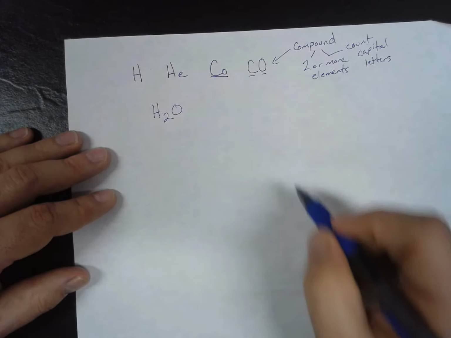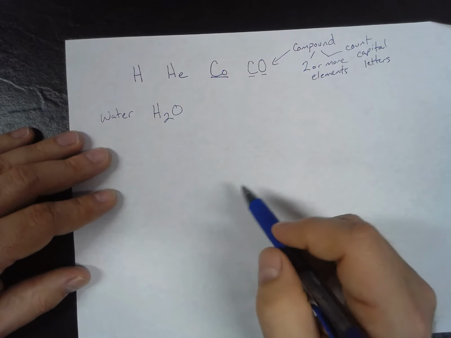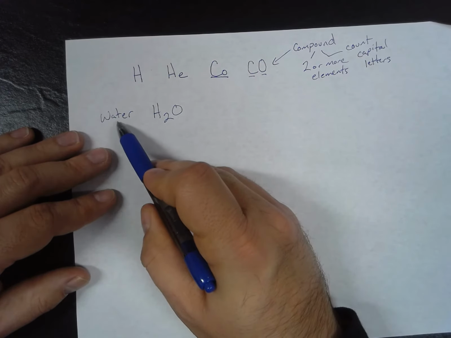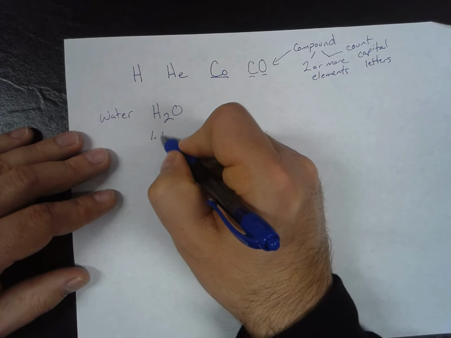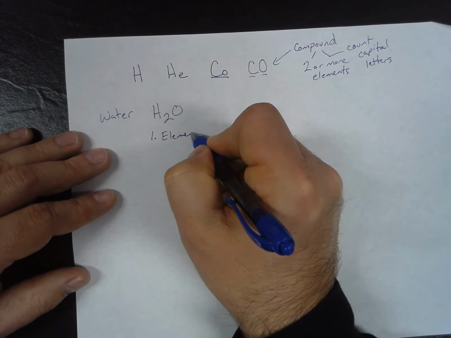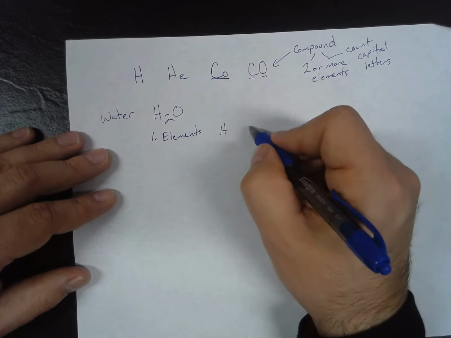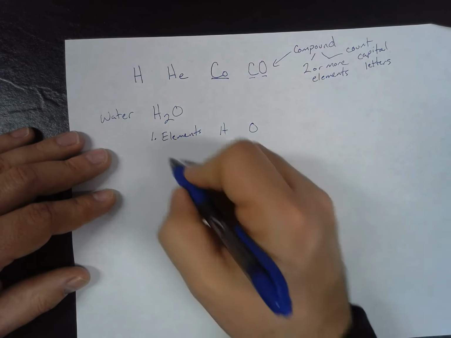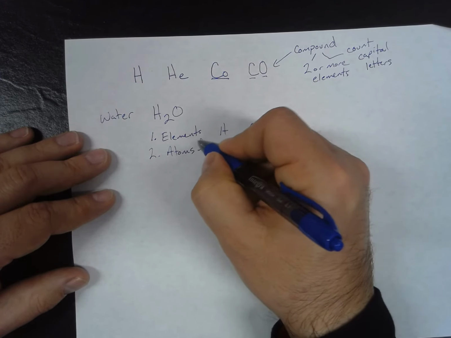What we want to do is look at a compound here for a second. These compounds represent substances. For example, H2O is water. Now the compound tells us two things. It tells us what elements make up water: we have hydrogen and oxygen. And then it tells us how many atoms there are per element.